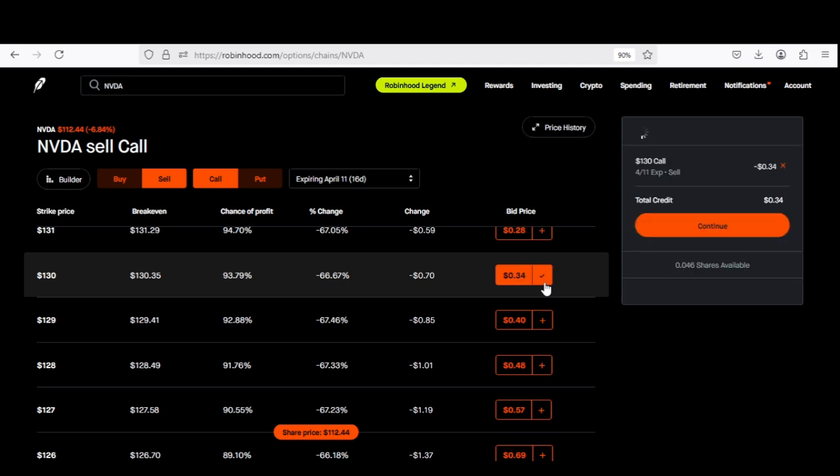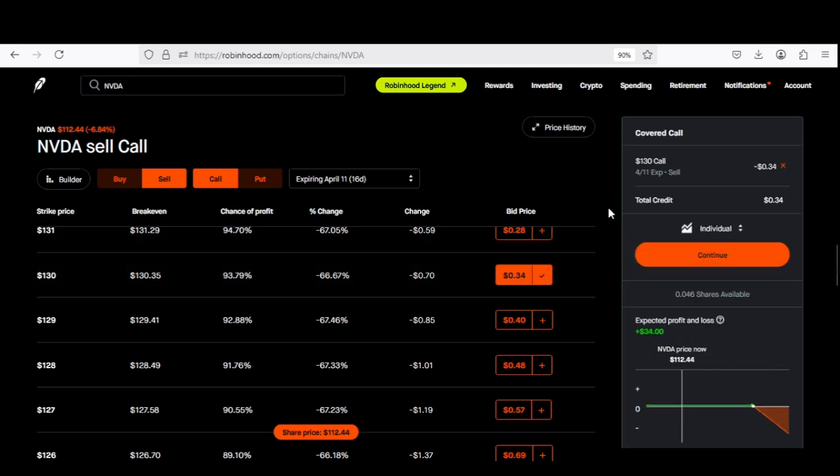Let's go ahead and click into it. Now, this new option strategy is known as the covered call option strategy. Remember, you do have a LEAPS option in your portfolio.